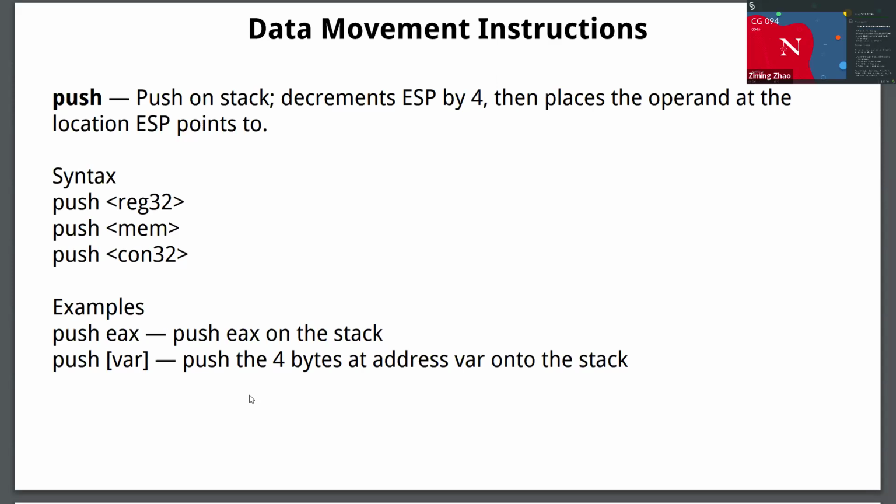Basically, what this instruction does is it first decrements the ESP register by 4, then places the operand of that instruction where ESP points to. So ESP always points to the value in this case, right? We can push a register, we can push a memory location, and we can also push some constant value. For example, if we push EAX, then the value of EAX will be stored on the stack and ESP will move down.